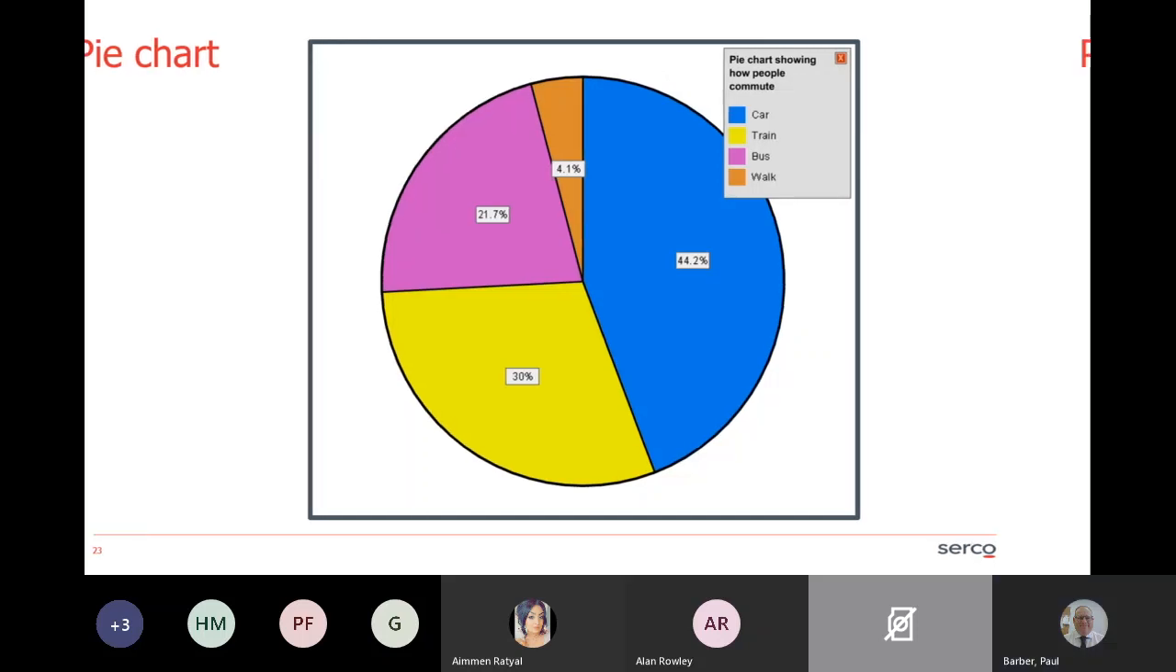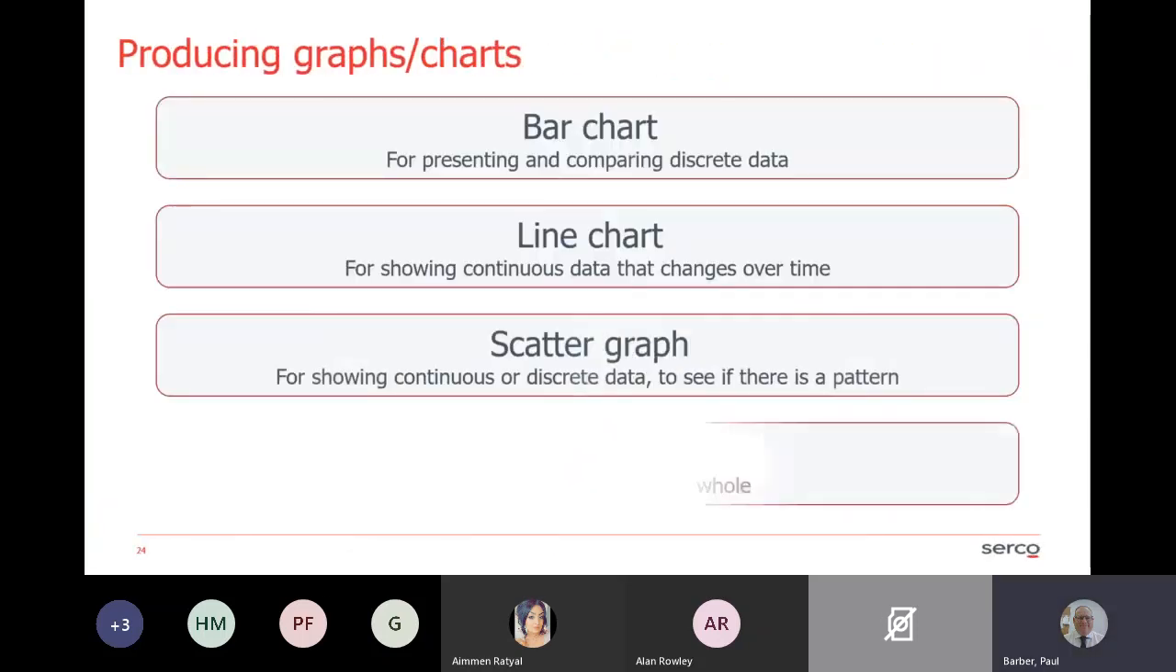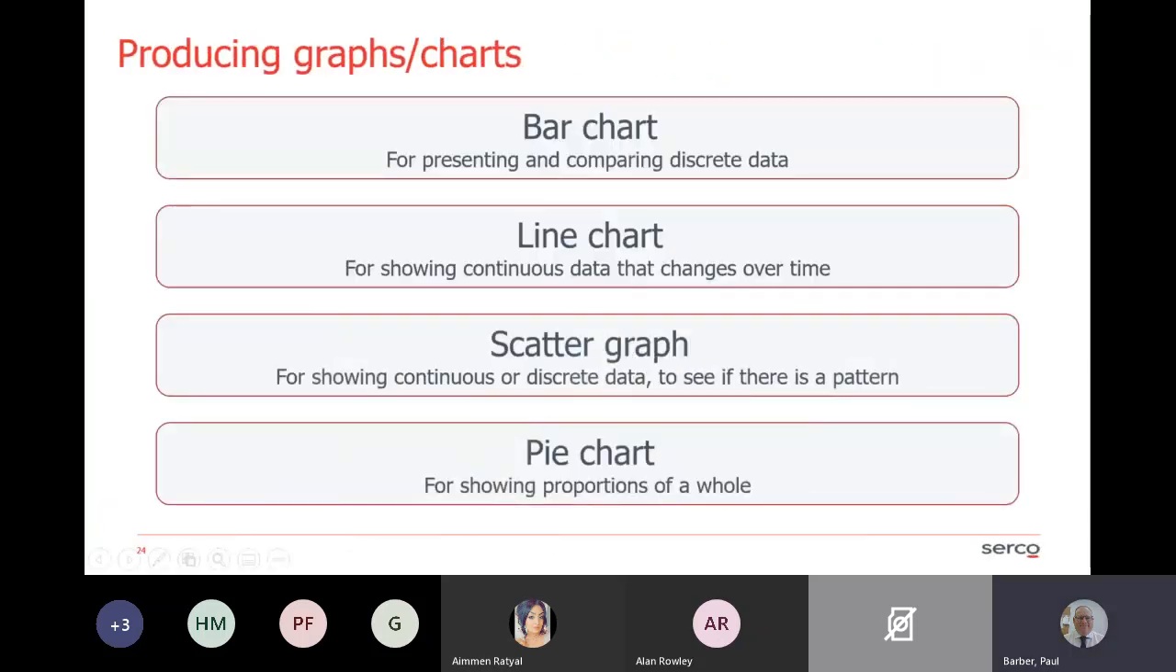So the main types of graphs I mentioned there's a bar chart, which tends to be presenting data that you want to compare. A line chart, if you want to show data that flows over time and how it changes. A scatter graph shows data that could be spread out, but you're trying to see if there's a pattern. And pie chart is about proportions, usually percentage of a whole figure. So quite a lot to go through in here.